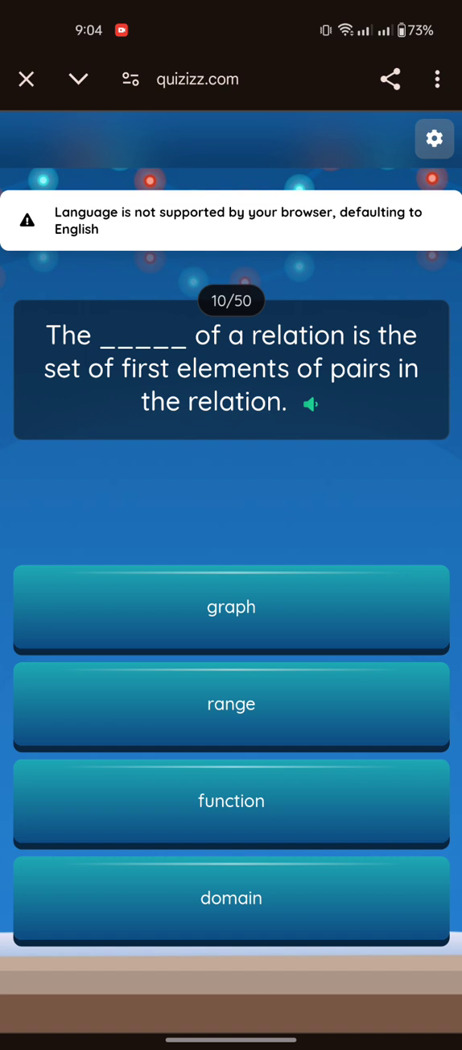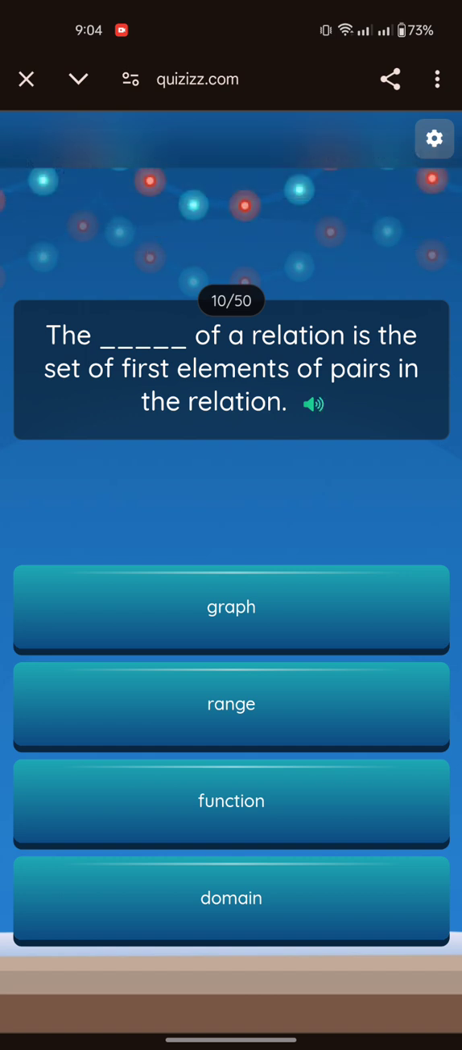Question. The blank of a relation is the set of first elements of pairs in the relation. Option 1 graph. Option 2 range. Option 3 function. Option 4 domain.